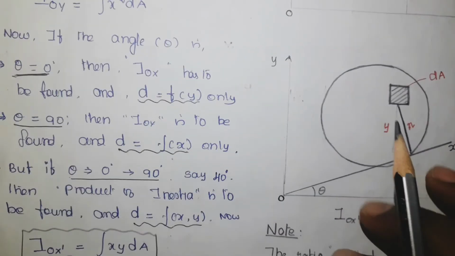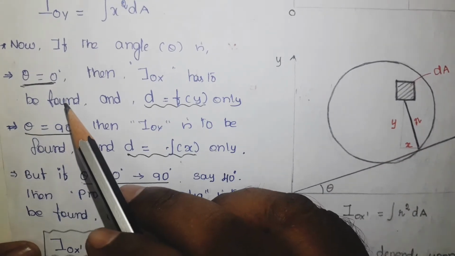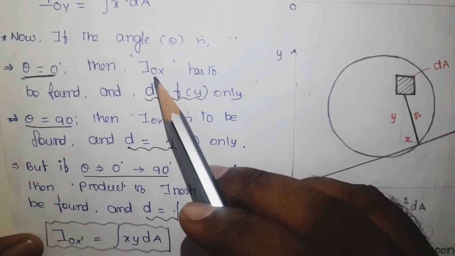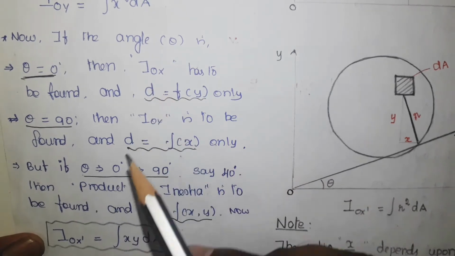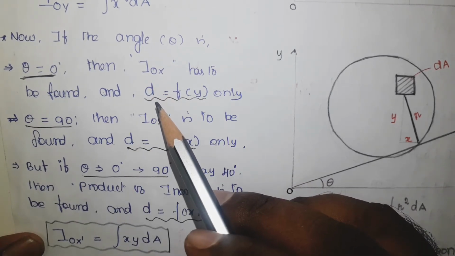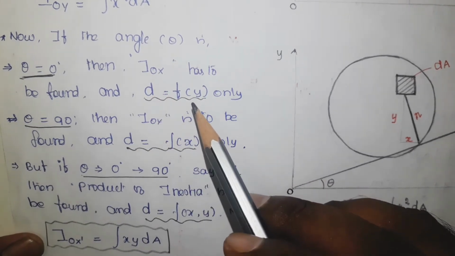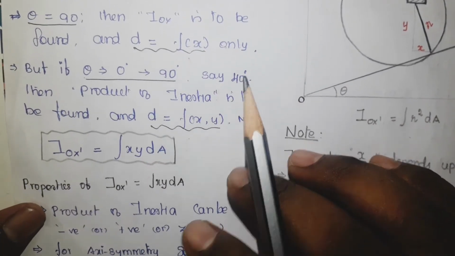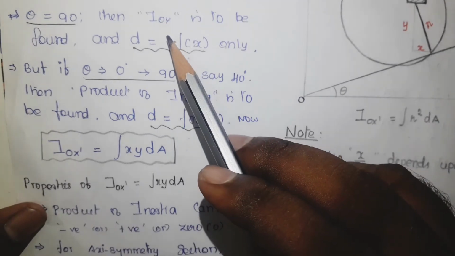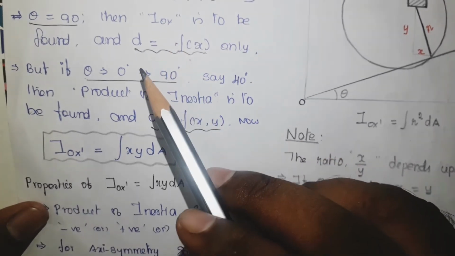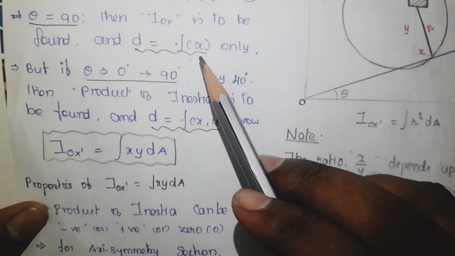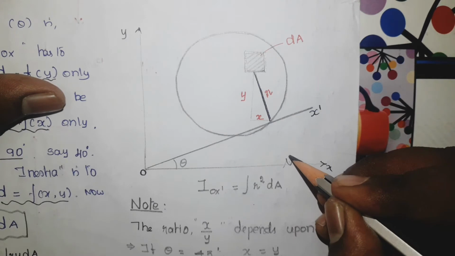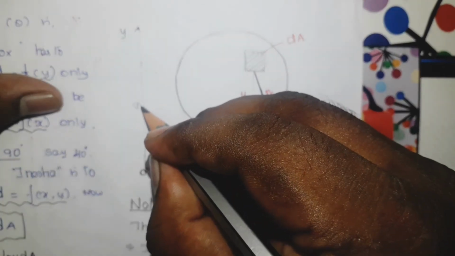If theta is equal to 0 degree, then we have to find the moment of inertia with respect to the x axis, and in that case the perpendicular distance d is a function of y only. Suppose the angle is 90 degree, then we have to find the moment of inertia with respect to the y axis, where the distance is a function of x only. This is what I have mentioned here. Here the angle is 0, whereas here the angle is 90 degree.